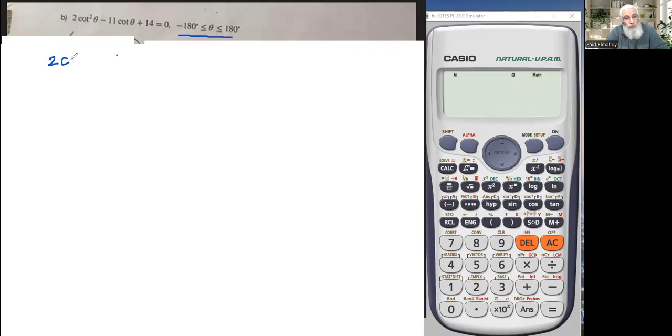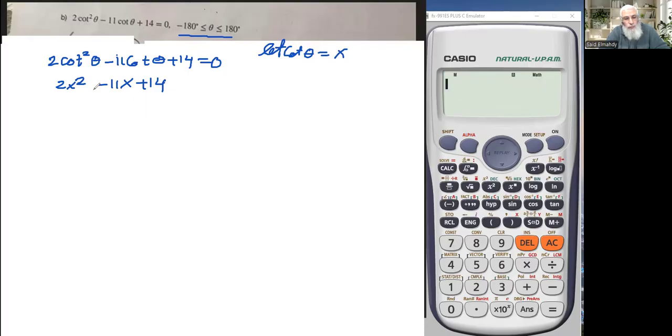Solve for theta for this specified domain. We have 2 cot squared theta minus 11 cot theta plus 14 equals 0. Let's make this 2x squared minus 11x plus 14. We can say that let cot theta equal x.